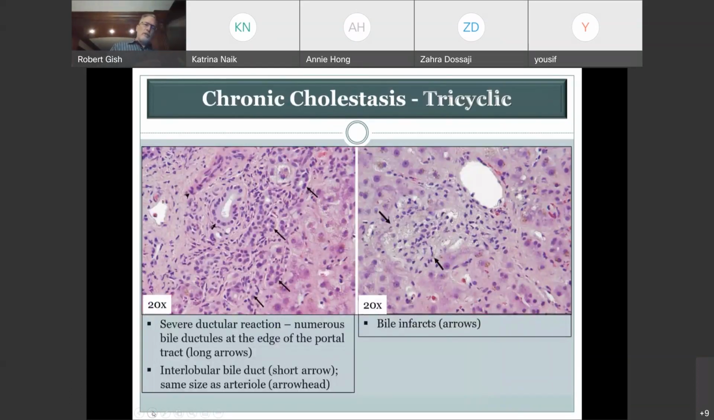Then you go to the cholestasis model, and this is a hepatitis cholestatic model because there is inflammation. You have bile duct proliferation. You do have bile duct plugging. You have inflammatory cells around those bile ducts as well. Can even go all the way to bile duct infarcts.